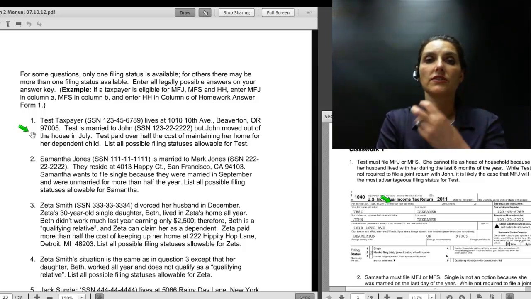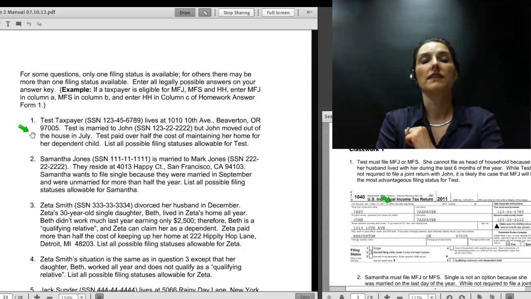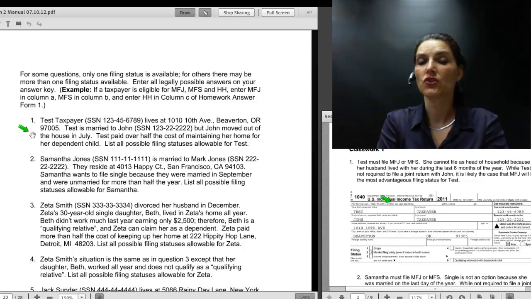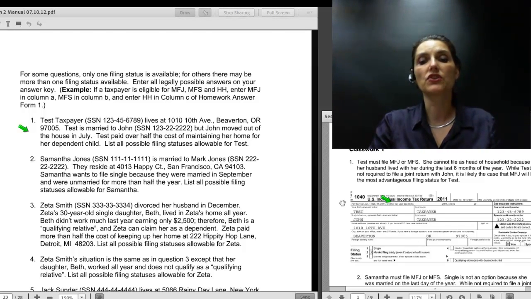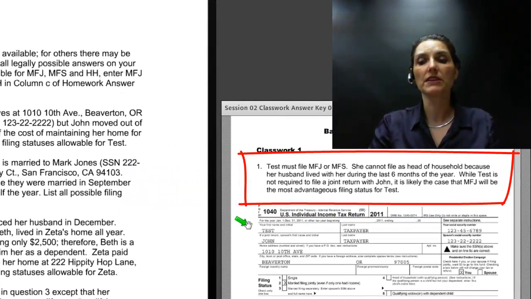And as a married filer, she has 2 choices: married filing separate or married filing joint. It is probably the case that joint is the better choice for her because it will typically allow her more credits and a lower rate of tax. So we're going to assume that Test will in fact file married. So Test must file married filing joint or married filing separate.